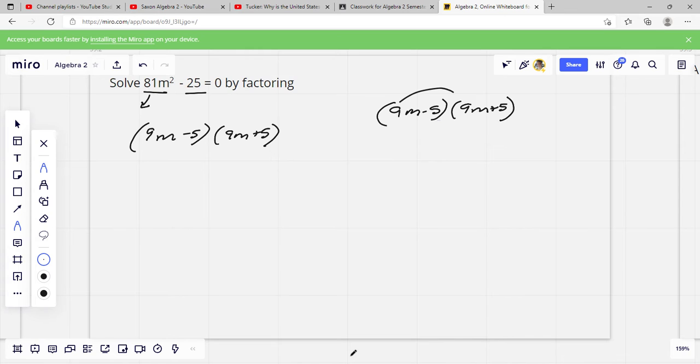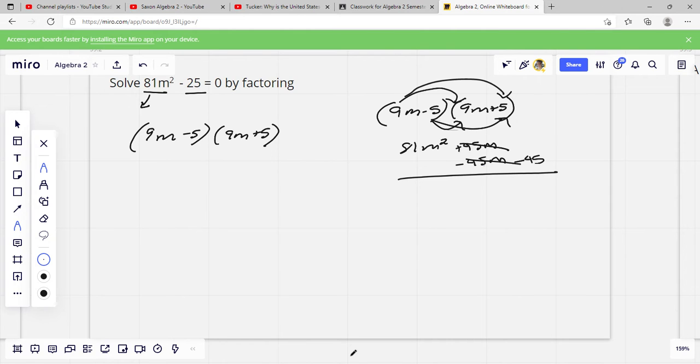right, I go like this. 9 times 9 is 81m squared. And then I go 9 times 5 is 45m. And then I go here. It's going to be negative 45m. And then 5 times 5 is negative 45. And then these two in the center cancel each other out. And I get 81m squared minus 45. See? No, 25, whoopsie. 5 times 5 is 25. And it brings us back to what we started with. So we know that's right.